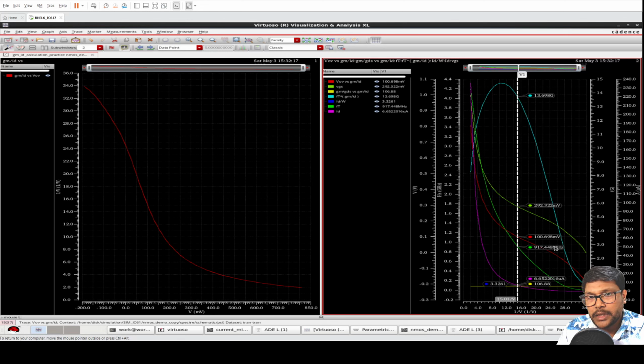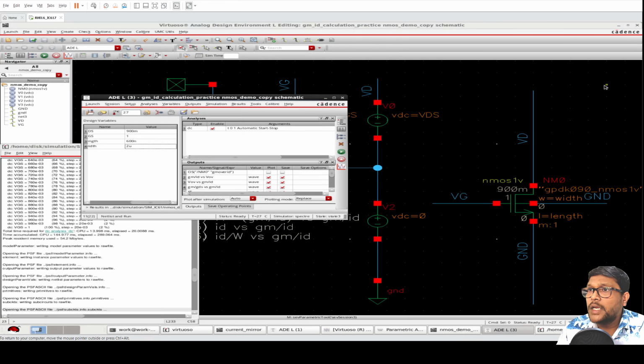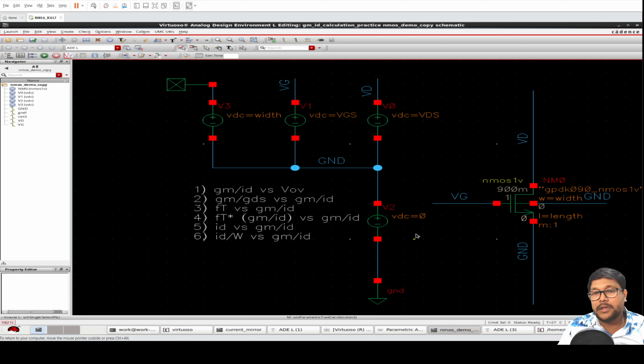Okay, 917 megahertz frequency, current is 6.6, 106 is good, and this one is W divided, so fine, we can use it. And 292 plus 250 millivolt, so around 540 millivolt VGS is required. Okay, I'll test that one.